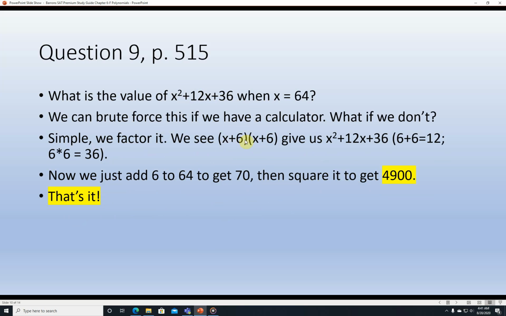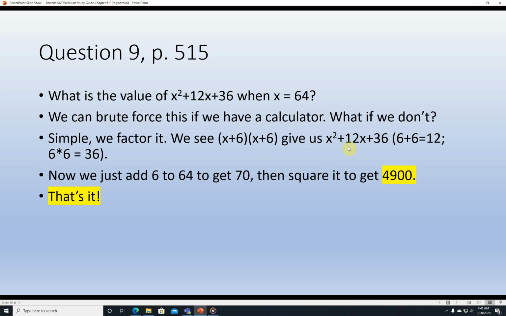So we can see that (x plus 6) times (x plus 6) gives us x squared plus 12x plus 36. How do we know that? Well, whenever you're doing a problem like this, you want to look for numbers that sum up to the middle term, that is the x term, and whose product is 36. So, okay, that's pretty easy. You can say, all right, 6 plus 6 is 12, 6 times 6 is 36.